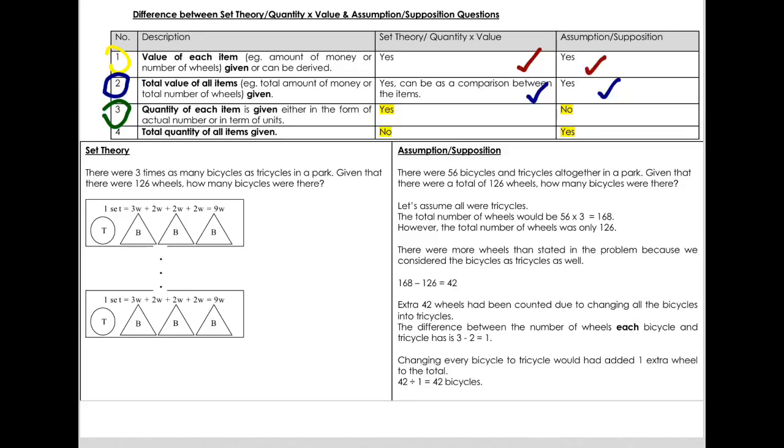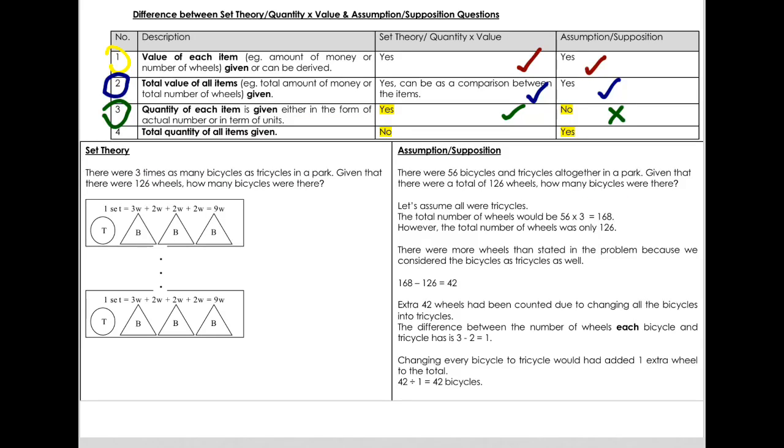It says that the quantity of each item is given either in the form of actual number or in terms of units. For the set theory question, yes, the quantity of the bicycles and tricycles were given in terms of units, because they said that there are 3 times as many bicycles as tricycles in a park. But if you look at the assumption question, they did not tell you how many bicycles and tricycles were there. They never even give you in terms of units. You are supposed to find out how many bicycles were there. So for assumption kind of questions, they will not give you the quantity of each item.